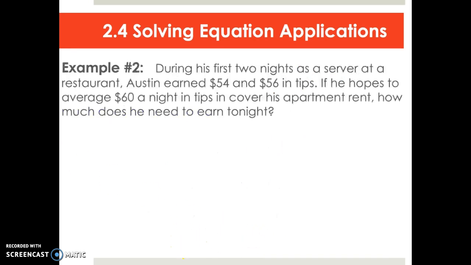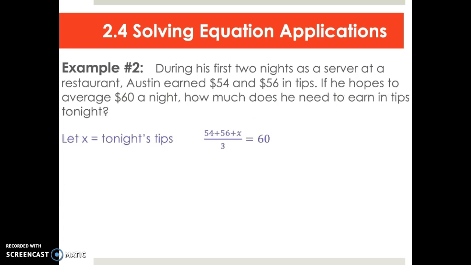Let's look at our second problem. During his first 2 nights as a server at a restaurant, Austin earned $54 and $56 in tips. If he hopes to average $60 a night in tips to cover his apartment rent, how much does he need to earn tonight? So we're going to let x equal tonight's tips, and we're going to write our equation.